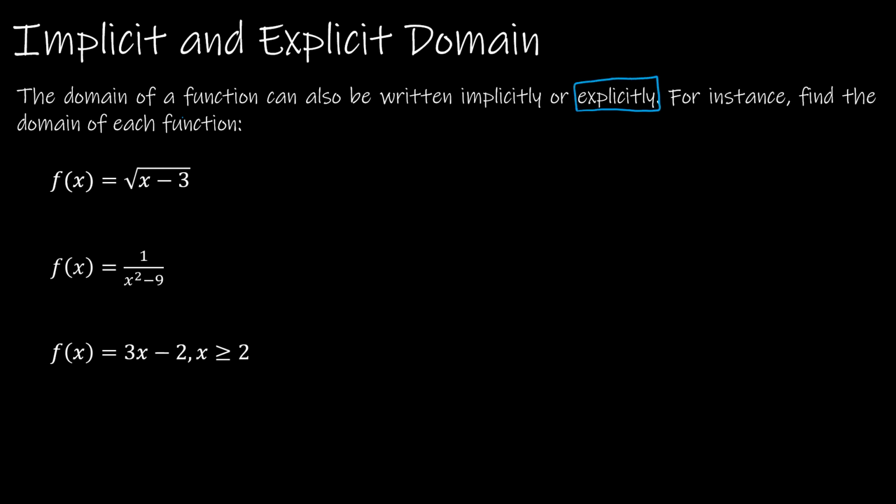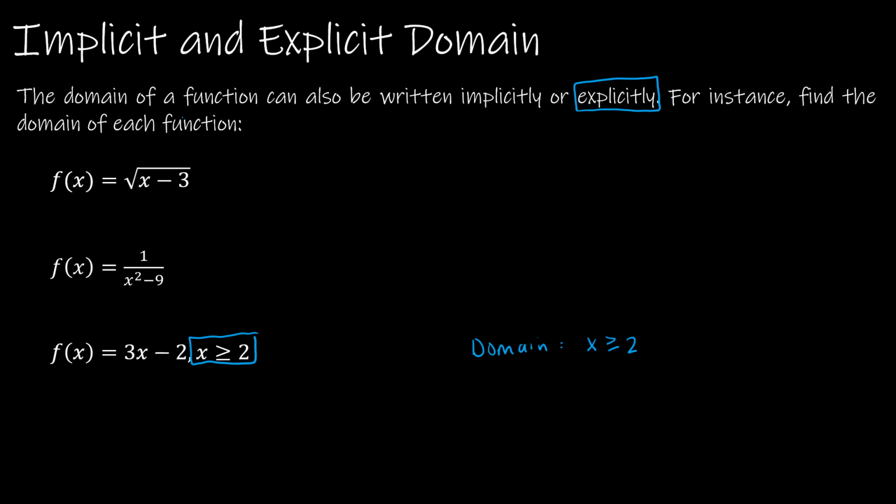So for my last function, I have f of x is equal to 3x minus 2, and I specify that I only want x to be greater than or equal to 2. So the domain for this function is in fact all x greater than or equal to 2. That is the domain. That is written explicitly because I'm telling you exactly which x values to use.